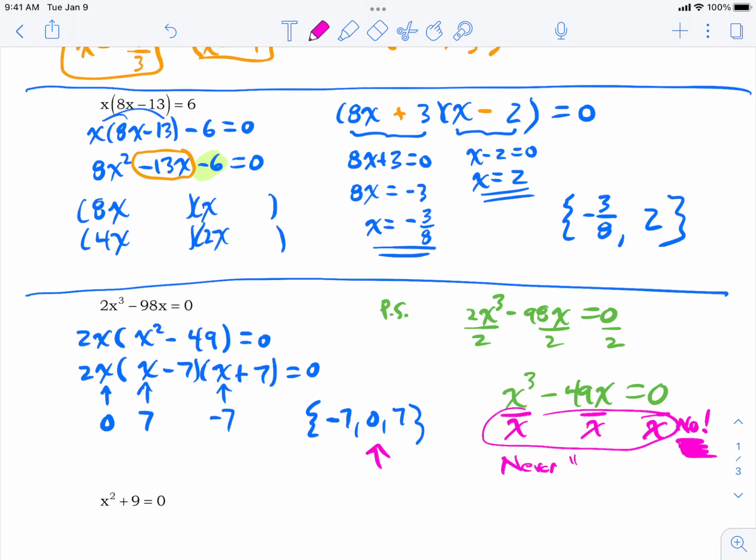Never cancel out, in quotes, a variable. You never divide by x, in other words. Don't do it. It risks division by 0.